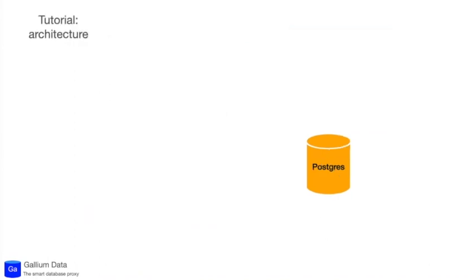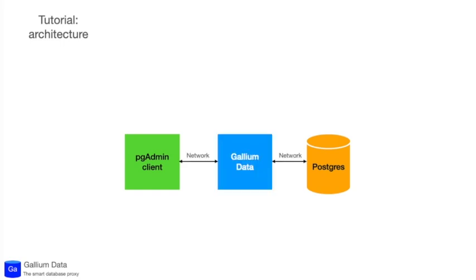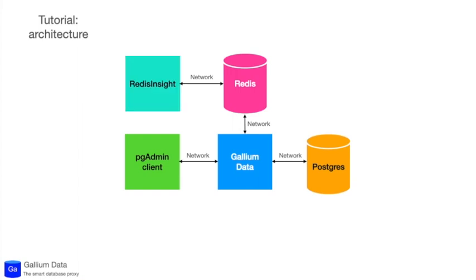So that's what we're going to do. We're going to use Postgres as a database server and pgAdmin as a database client. It's a generic database query tool. And we'll use Gallium Data as a proxy between the two. We're going to use Redis to store the authorized queries. And we're also going to use Redis Insight to look inside of Redis.